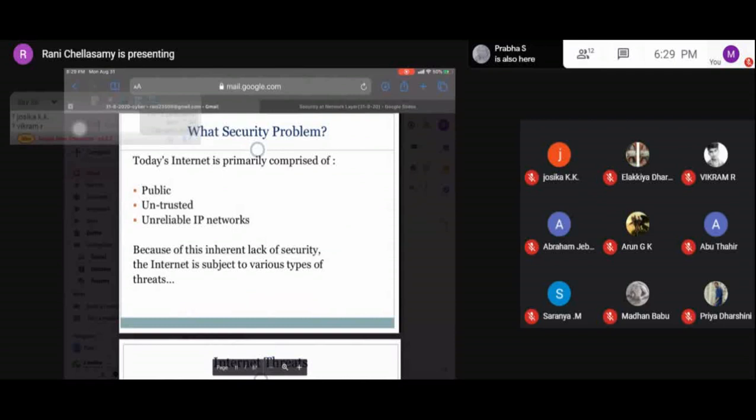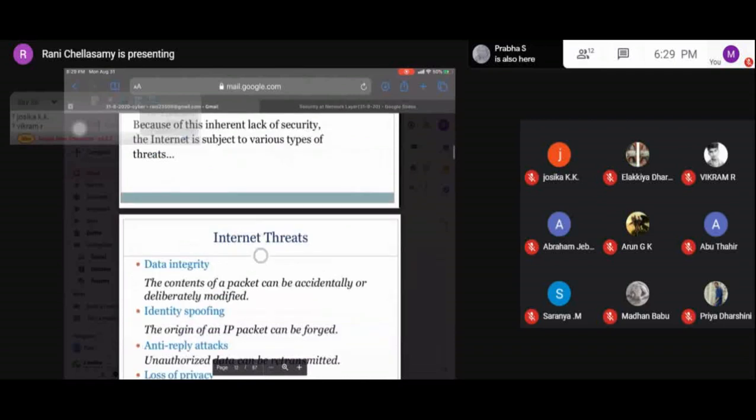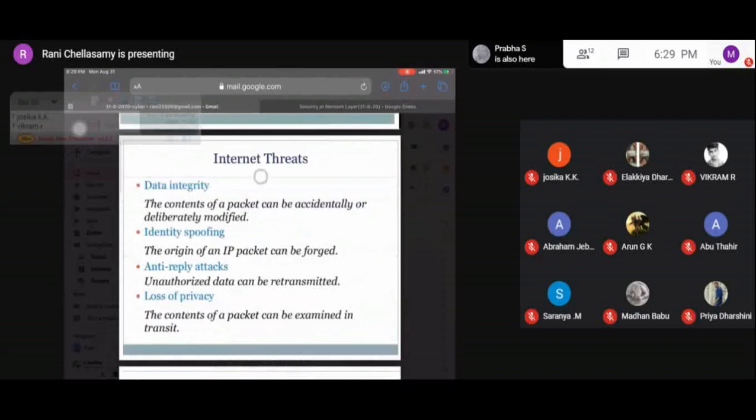Internet threats can be data integrity, that is, the content of the packet can be accidentally or deliberately modified. Deliberately means the intention is to modify the data between the sender and the receiver. Some intruder will do that. The next threat is identity spoofing. Origin means the source of the IP packet may be forged. Forged means you can produce a false source IP address. That is called source spoofing or identity spoofing. We call it a DOS attack.